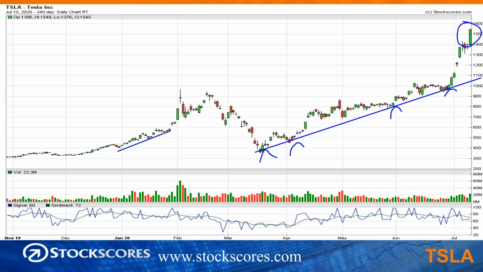You can see that back here. There was the trend line. Price ran away, it pulled back. It ran away, it pulled back.